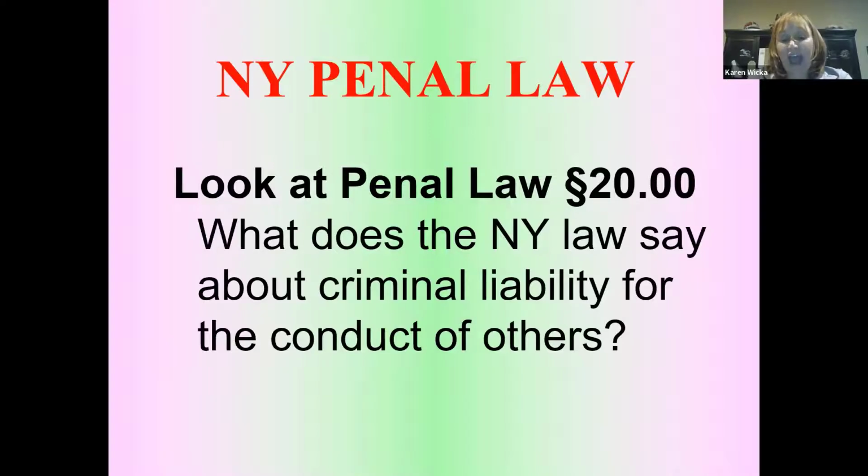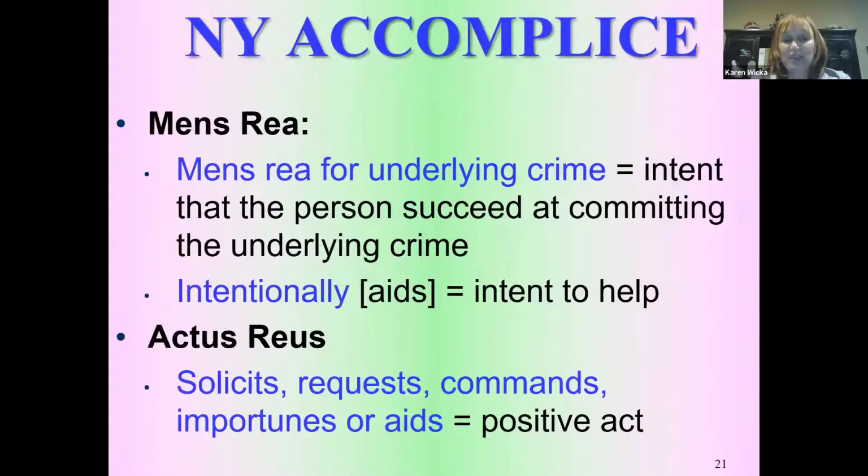Now, look at Penal Law Section 20.00. This sets forth the elements of New York's accomplice liability. So if you want to charge somebody as being an accomplice in New York, you look under Section 20.00. Now, when you read 20.00, you will see it's pretty much exactly what we said for common law, which doesn't always happen. So number 1, you have to have the mens rea for the underlying crime. So you want the underlying crime to be committed.